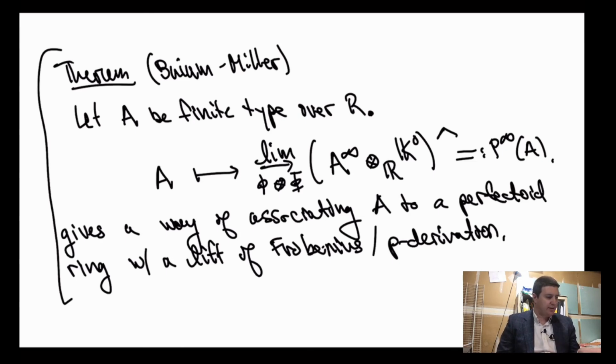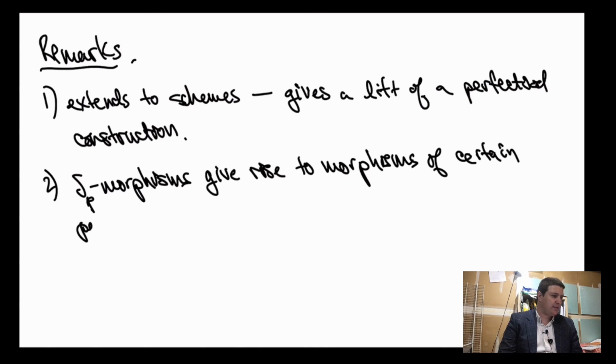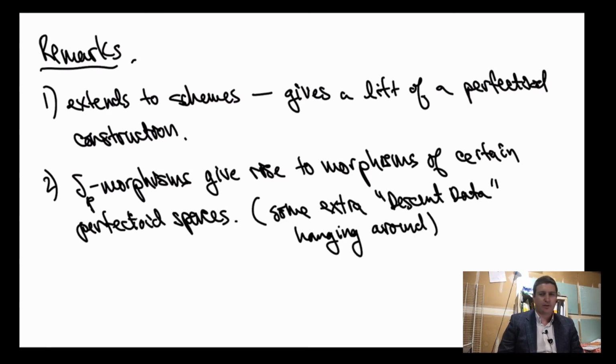So what you can do is complete along it's kind of like localizing at the Frobenius, so that adds a bunch of Frobenius roots, and then it turns out to be perfectoid. And just a couple of remarks on this: this extends to schemes, and it gives kind of a lift. So when you reduce it mod p, it reduces to the usual perfectoid construction.